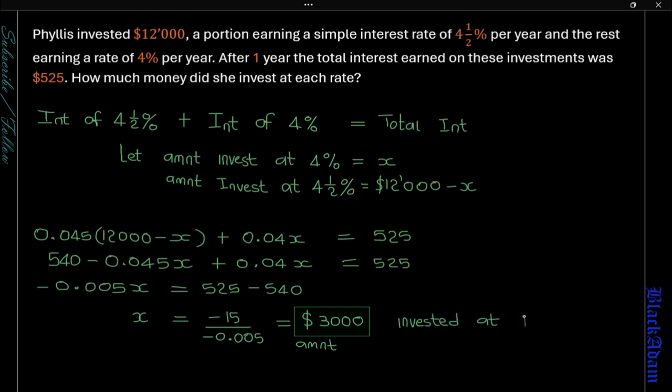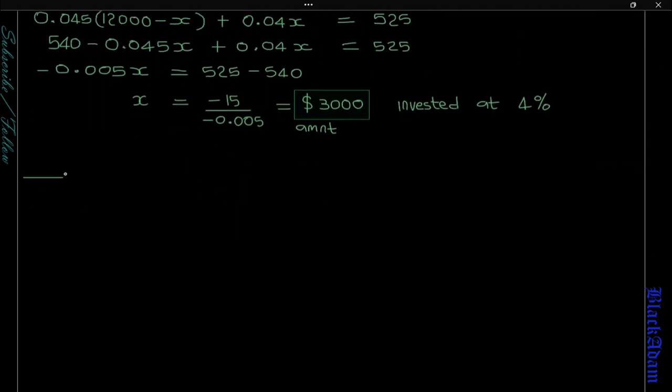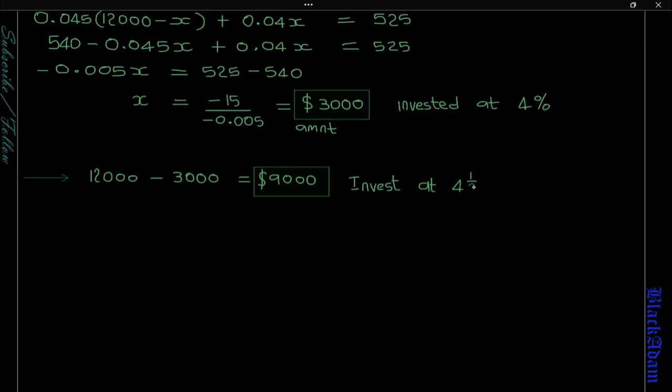It's common sense that the remaining amount is 12,000 minus 3,000, which gives us 9,000. So that's what we have as our answer: the amount that was invested at 4.5%. So you just have to determine one investment in terms of the other. That's how it goes.